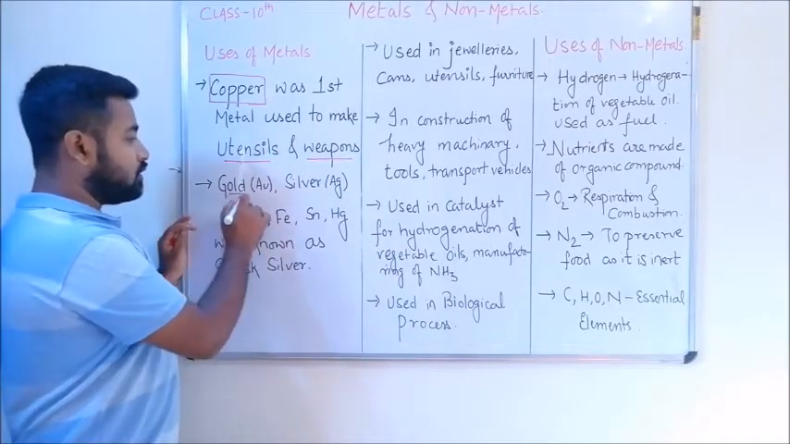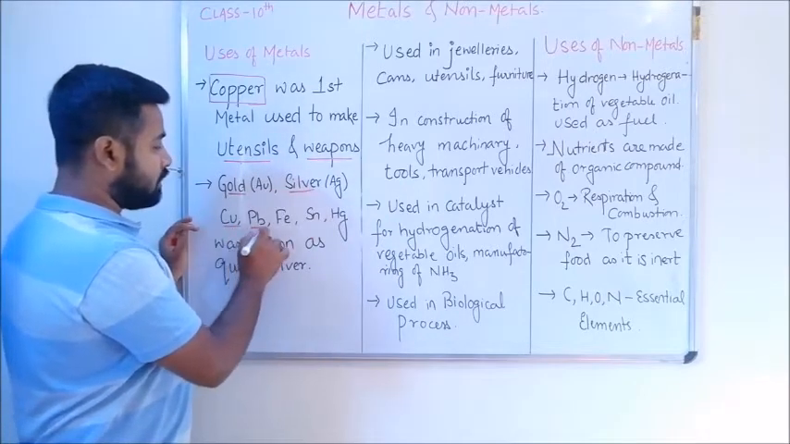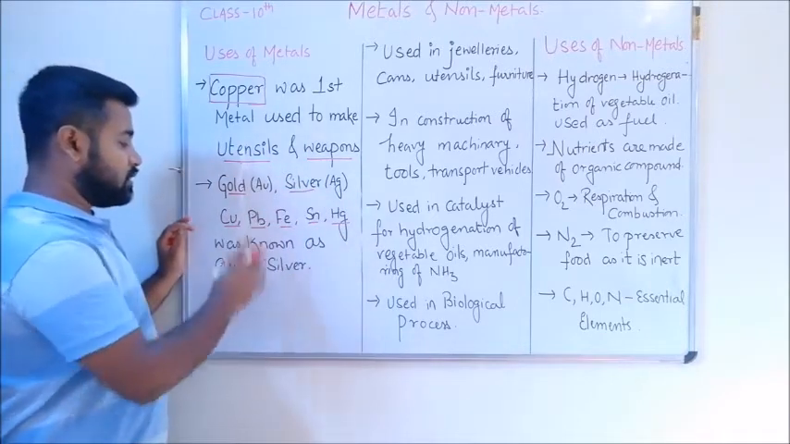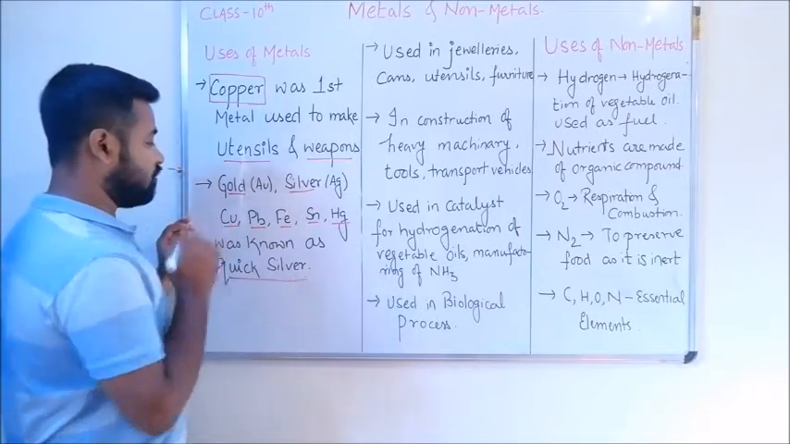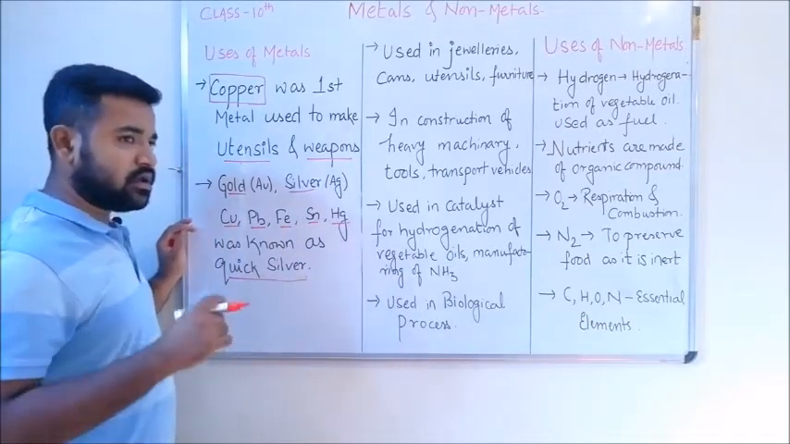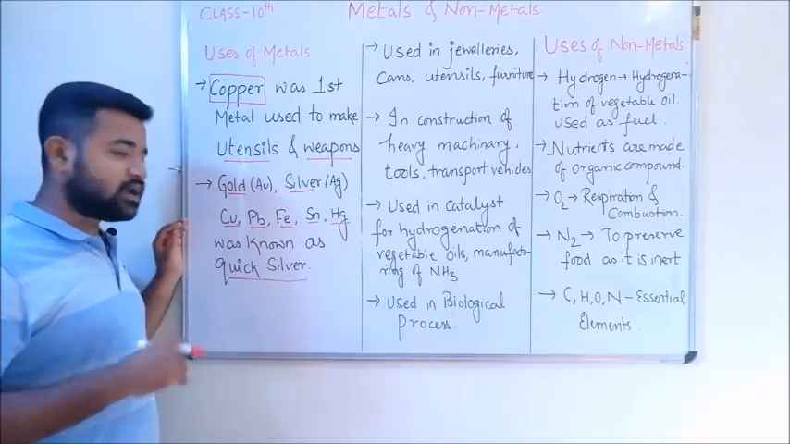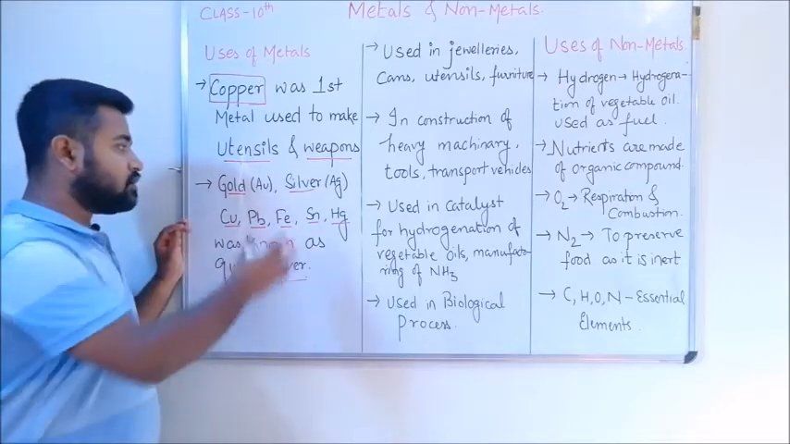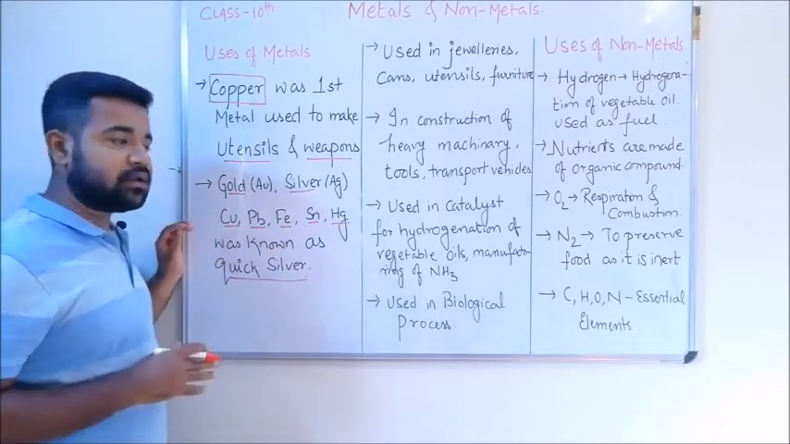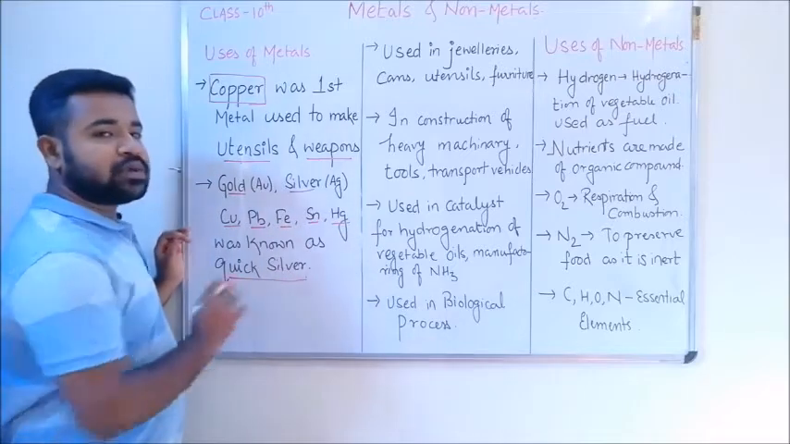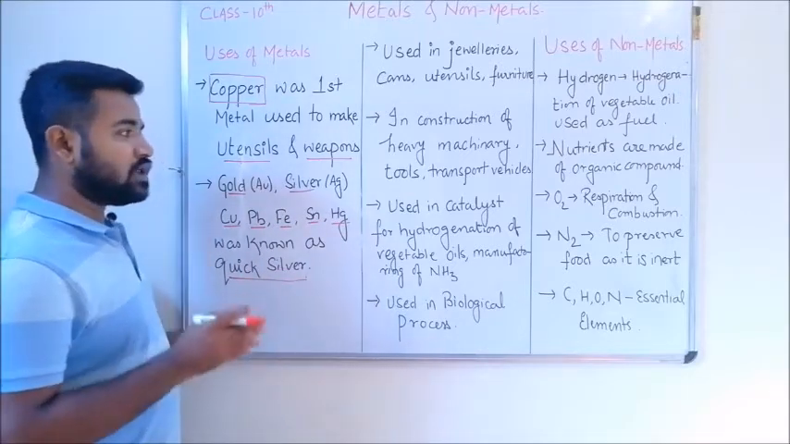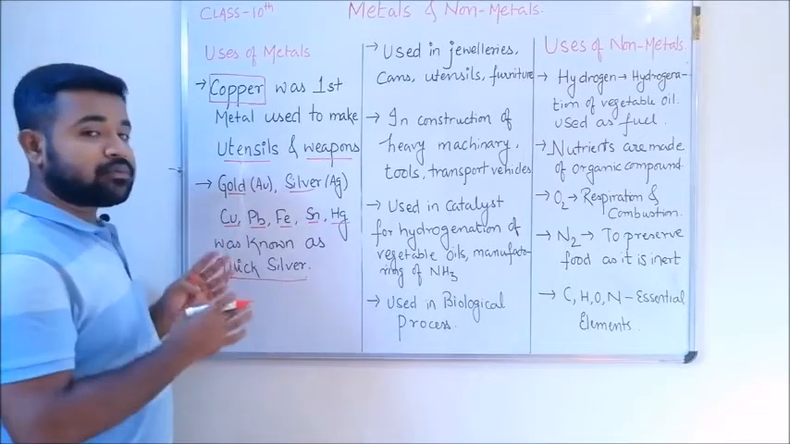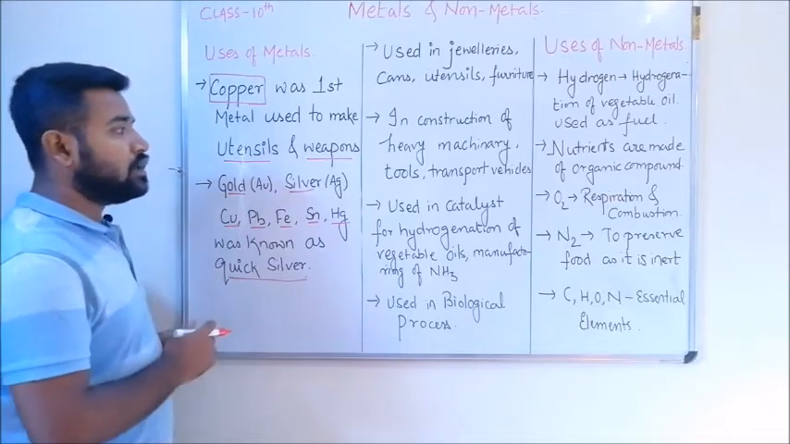Next, gold, silver, copper, lead, iron, tin and mercury. These are the elements known as quicksilver. You know that silver has a light black, that is gray, color. Silver and copper don't all have the gray color, but they all come under the same category. That's why they are called quicksilver. They have almost the same type of uses.